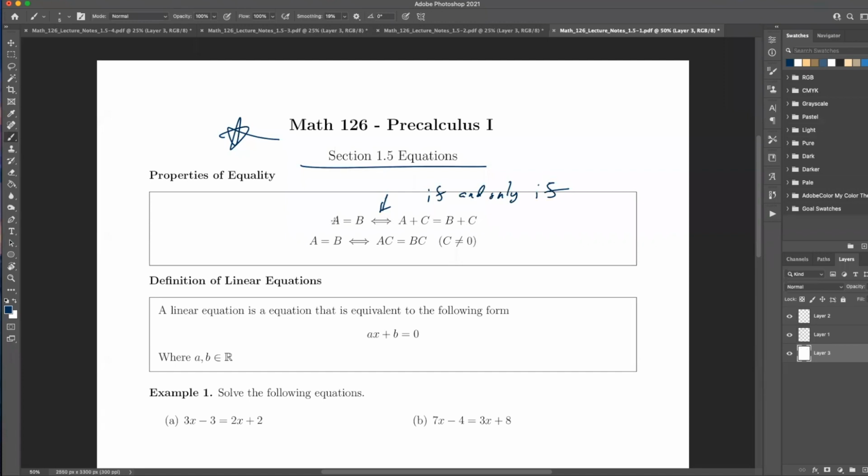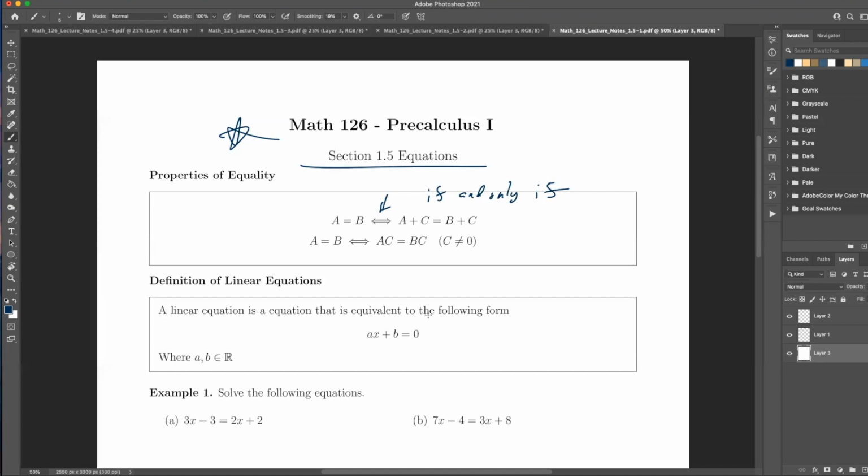So to solve an equation, I can add c to both sides if that helps, or I can cancel c from both sides, so I can remove it. Here, if I want to solve an equation, I can multiply c to both sides, or I can remove c from both sides. So you can go either direction. So that's where that comes from.